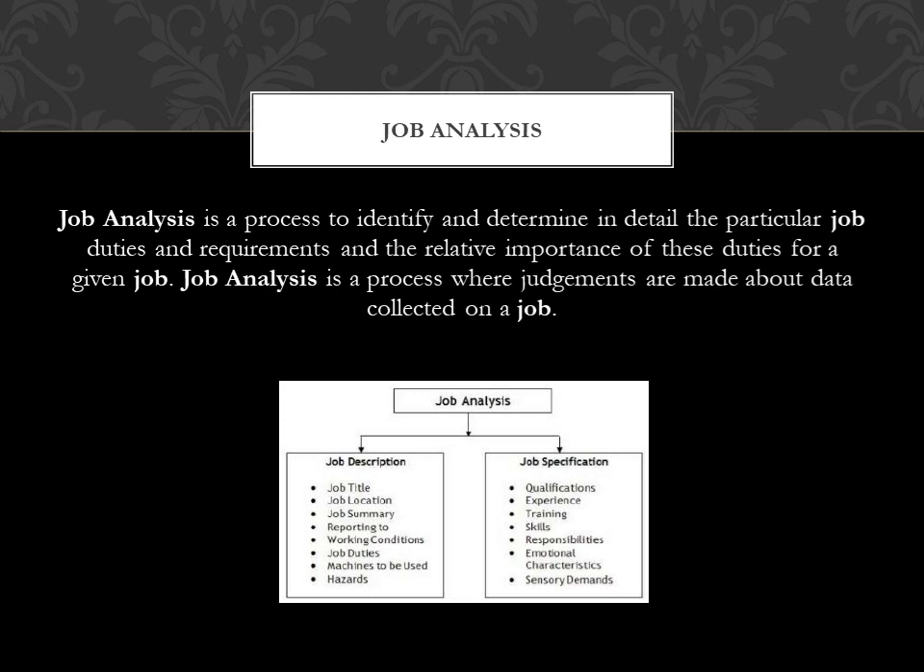Job analysis. Job analysis is a process of identifying and determining in detail the particular job duties and requirements. Job analysis is a process where judgments are made about data collected on a job. Job analysis is further subdivided into job description and specification.